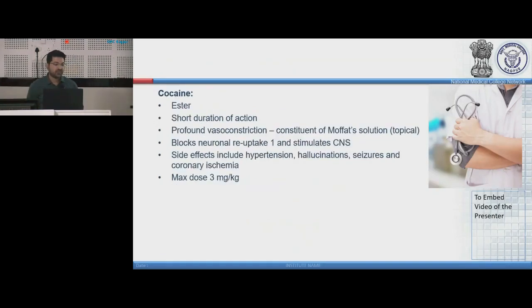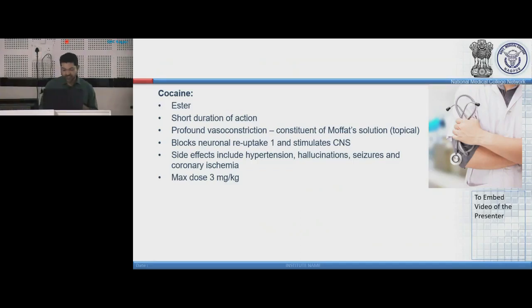Cocaine is an ester with short duration of action. It causes profound vasoconstriction. It blocks neuronal reuptake 1 and stimulates the CNS. Side effects are hypertension, hallucination, seizures, and coronary ischemia.